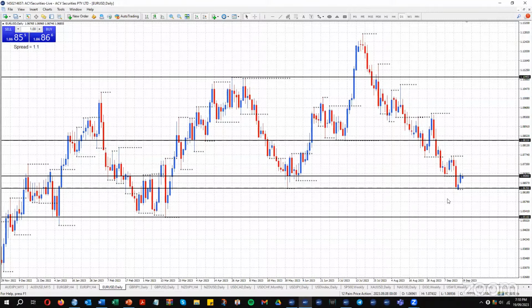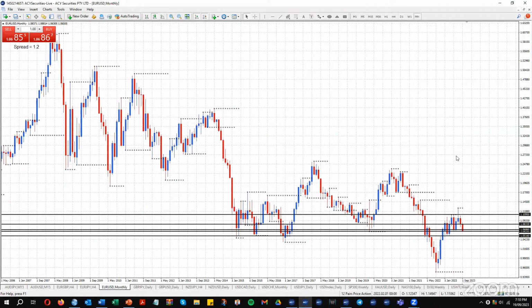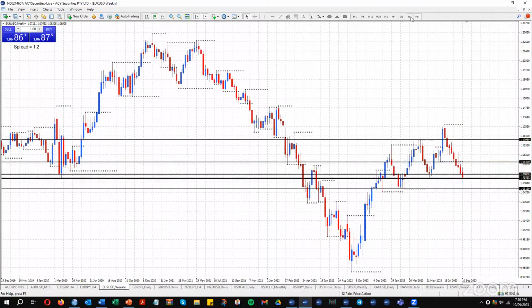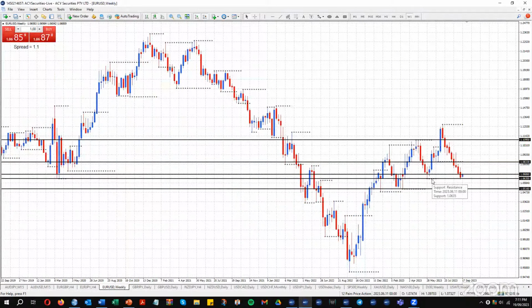But the market didn't like it. The Eurozone may have said that we could be at the limit now of interest rate rises, and the market didn't like that. So it dropped down to test this low over here. Now this low over here is, on a monthly chart, a monthly low area, and it's a little bit more easily seen on the weekly here. We traded down to there.